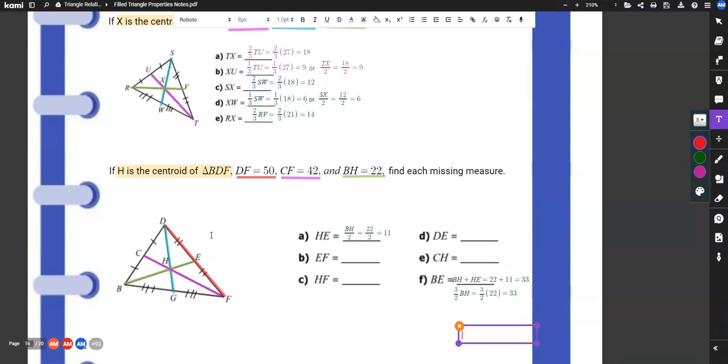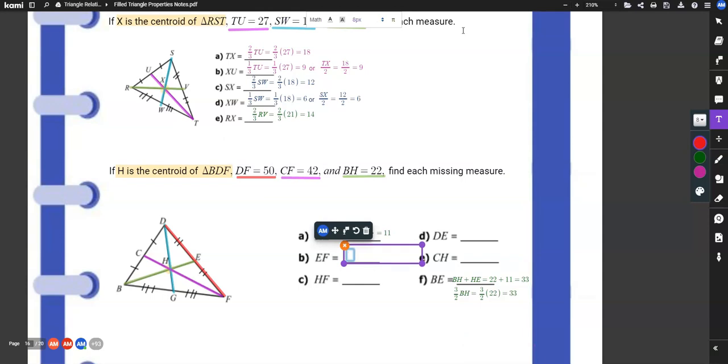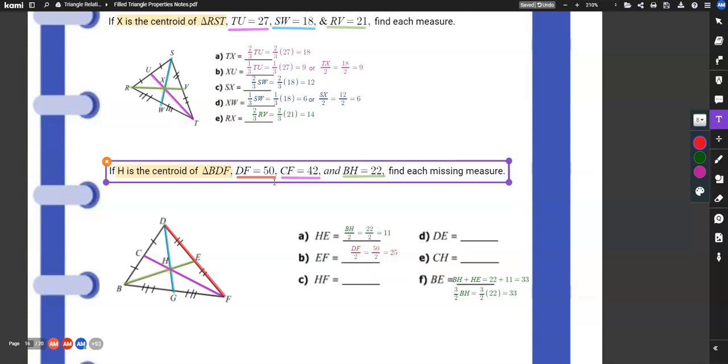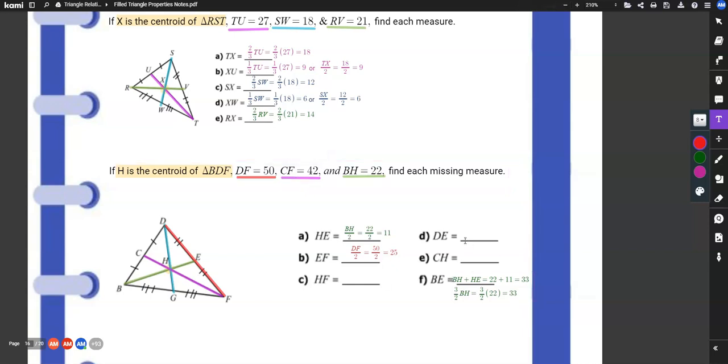Next, it wants us to find EF. EF is part of segment DF. It gives me DF is 50. So we are going to say that EF is half of DF, because E is the midpoint. And so therefore it is 50 divided by 2, which is going to be 25. HF is part of the CF median. We also have DE, sorry. Do DE first. DE is congruent to EF.